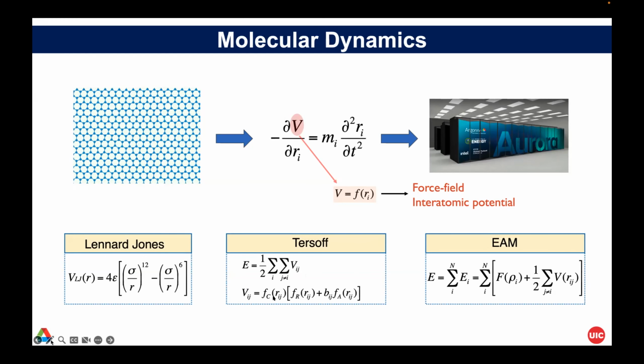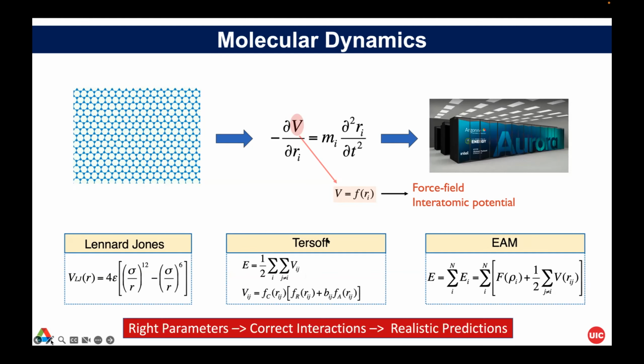And similarly, Tersoff would have about 14 parameters and EAM about 22. So at the end of the day, it's about finding the right parameters, which would give you correct correlations or interactions between the atoms, giving us some realistic predictions. So when we think about this problem, it's all about optimizing these right parameters to our set of target properties for a material system that we intend to study.